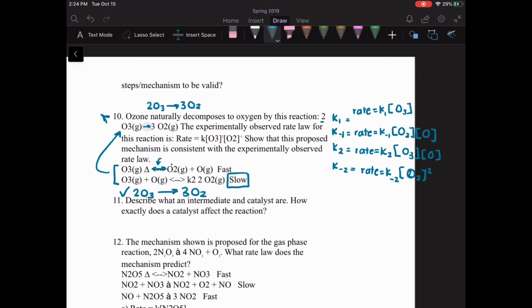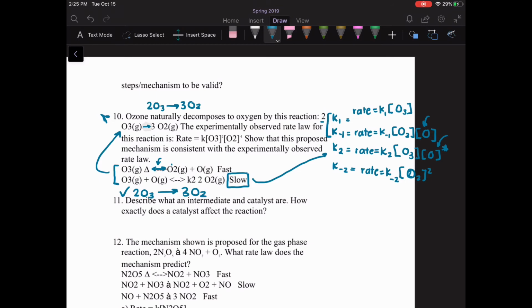All right, so what I want to do is get rid of this intermediate. This cannot be in the overall rate law, and that's why you can't just say, oh, this is my rate law, [O3] times [O], because an intermediate cannot be in the overall rate law, right? So I'm going to take these first two right here, because I see they have oxygen, and I see they have a forward and reverse reaction. So I want to isolate the concentration of oxygen, and then I can plug in for what it equals.